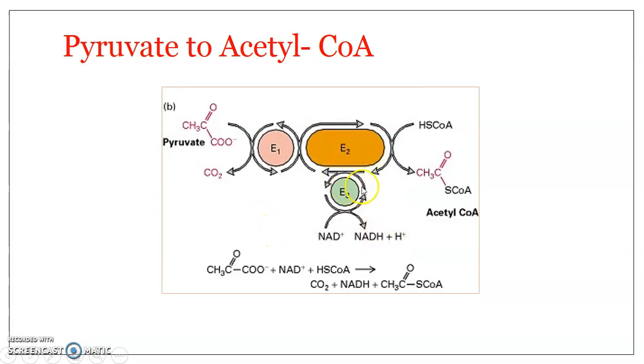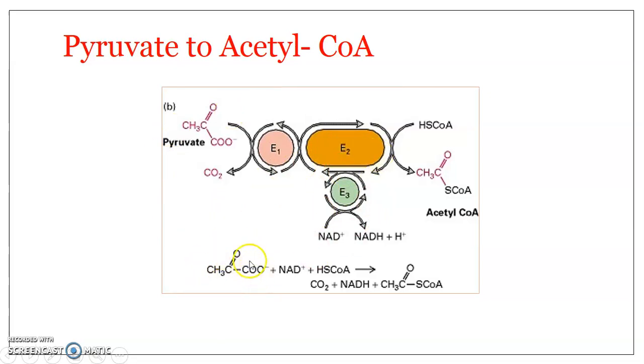This oxidized product will be taken for the next step, where the acetyl group of the product is getting transferred onto coenzyme A, and we get acetyl coenzyme A and dihydrolipoic acid as a byproduct. This dihydrolipoic acid will be converted back into lipoic acid so that the reaction can be continued. So this is what happens here.